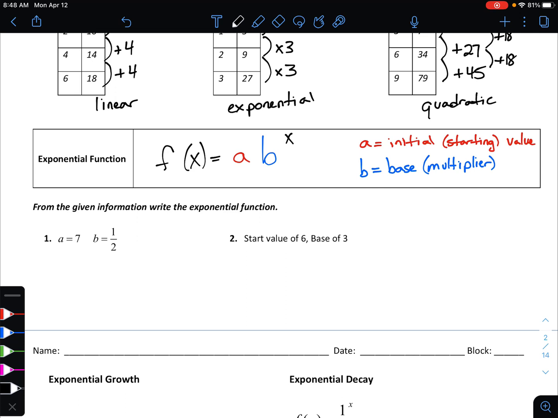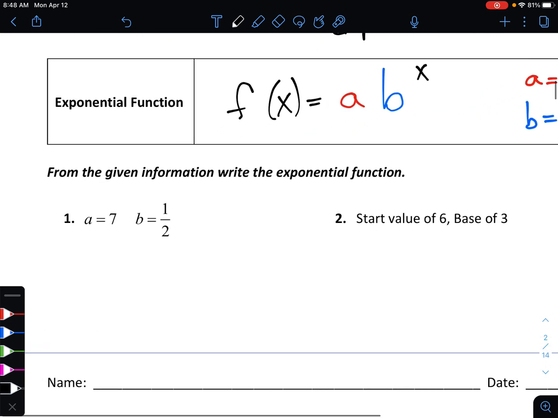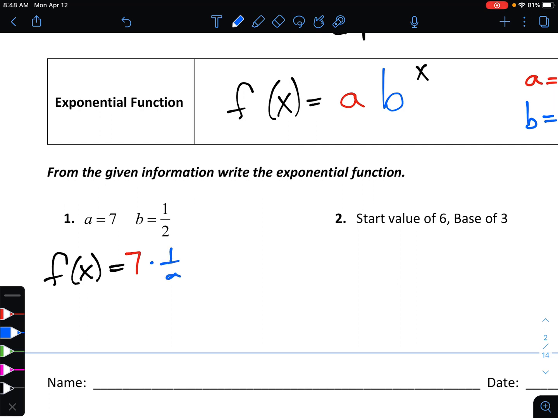So just to do a little bit of practice with writing exponential functions, let's go ahead and write a couple functions for the given information. For number 1, it actually tells you a is 7, b is 1/2. So that should be pretty easy to write. We'll just put those directly into our equation. So a is 7, b is 1/2. We usually put a multiplication symbol in between the two, or sometimes we'll put parentheses around the multiplier, and then our variable is the exponent, so to the power of x.